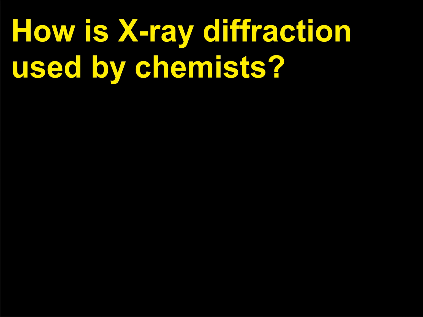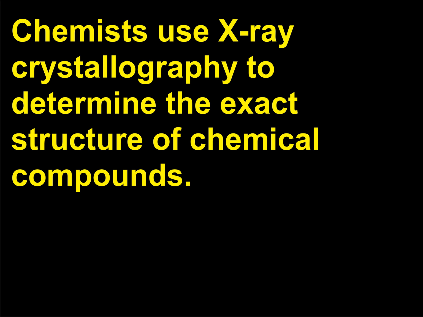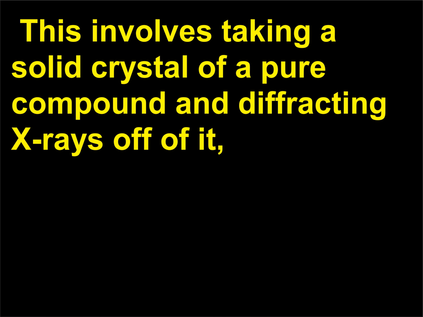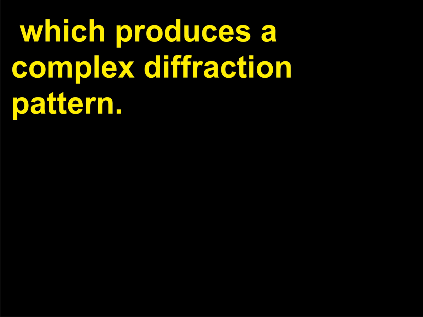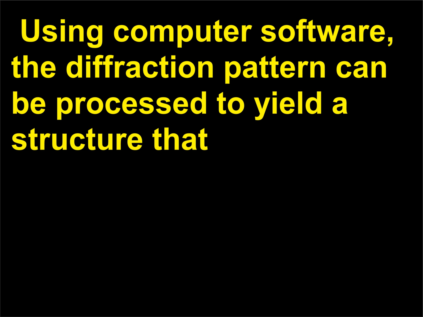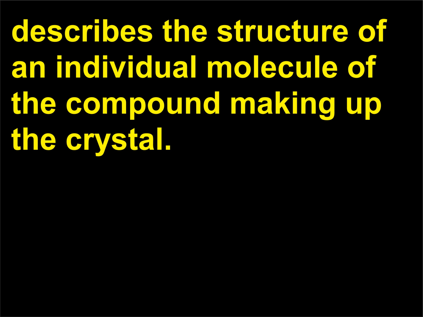How is X-ray diffraction used by chemists? Chemists use X-ray crystallography to determine the exact structure of chemical compounds. This involves taking a solid crystal of a pure compound and diffracting X-rays off of it, which produces a complex diffraction pattern. Using computer software, the diffraction pattern can be processed to yield a structure that describes the structure of an individual molecule of the compound making up the crystal.